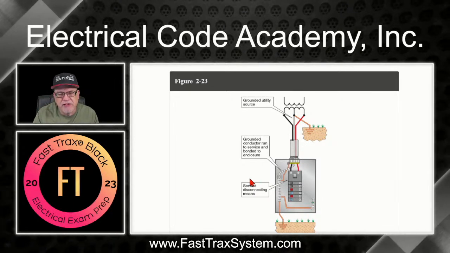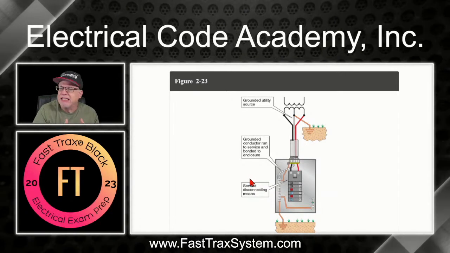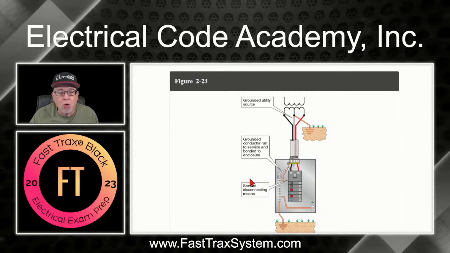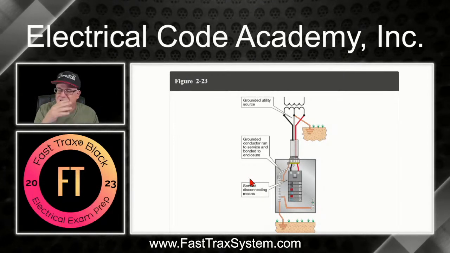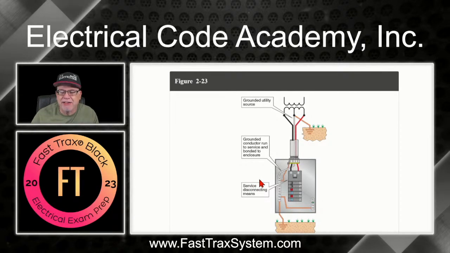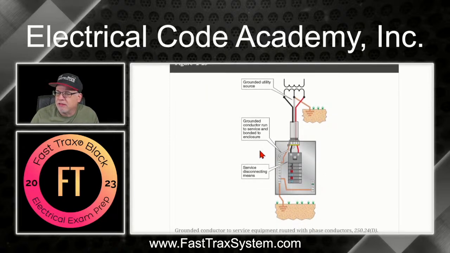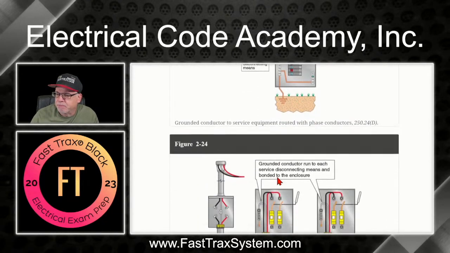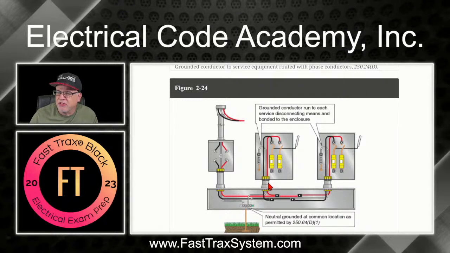The key thing to remember is equipment that comes with a green screw, that's it. It's already done. Or one of those little straps that comes with it, it's already done. You don't have to do any calculation. But if it was a wire, then you have to calculate. Or if it's a bus bar, you have to calculate. All right, so here we go. We're all done.